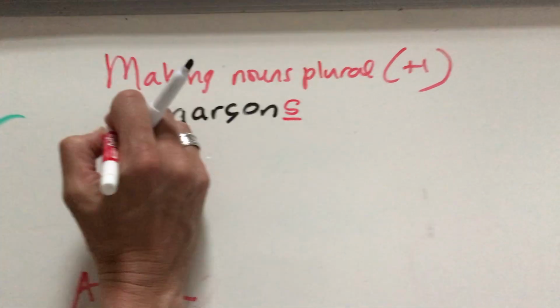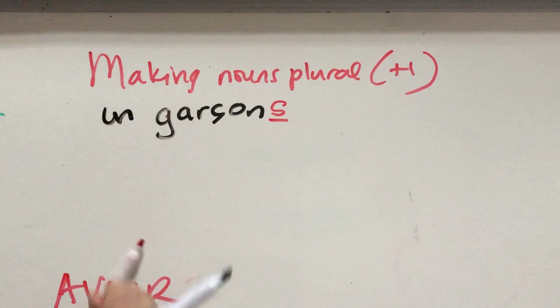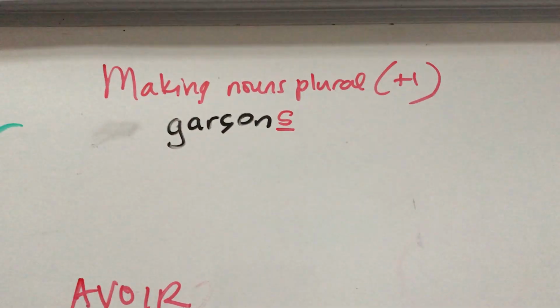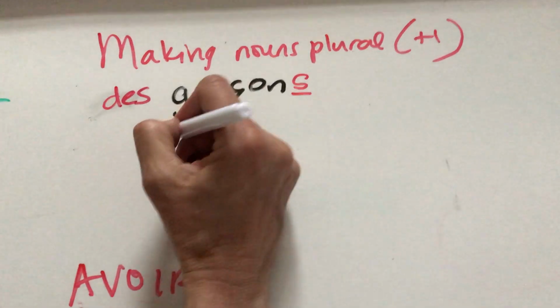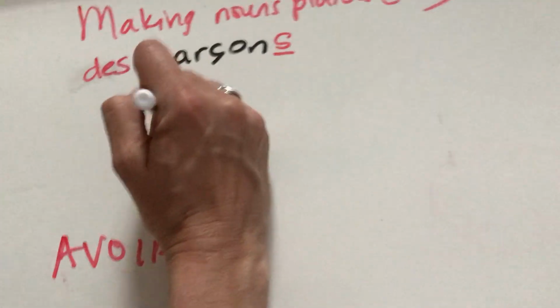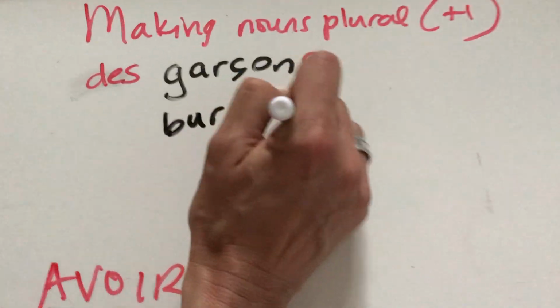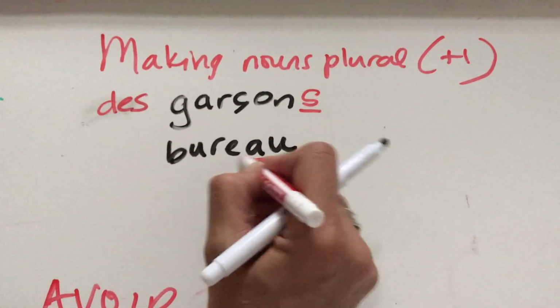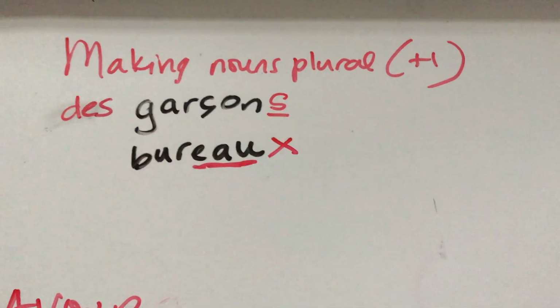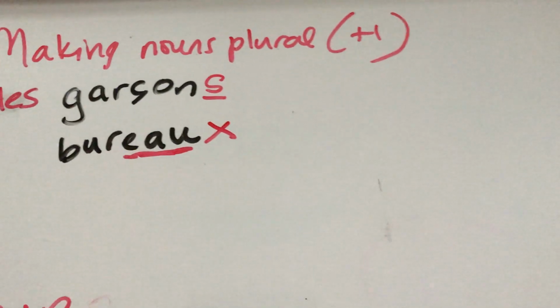And then our un would of course change to a de. If we have a couple irregulars, there are words like bureau or tableau, and when you make that plural, remember because of that EAU ender, we need an X on the end, so des bureaux.